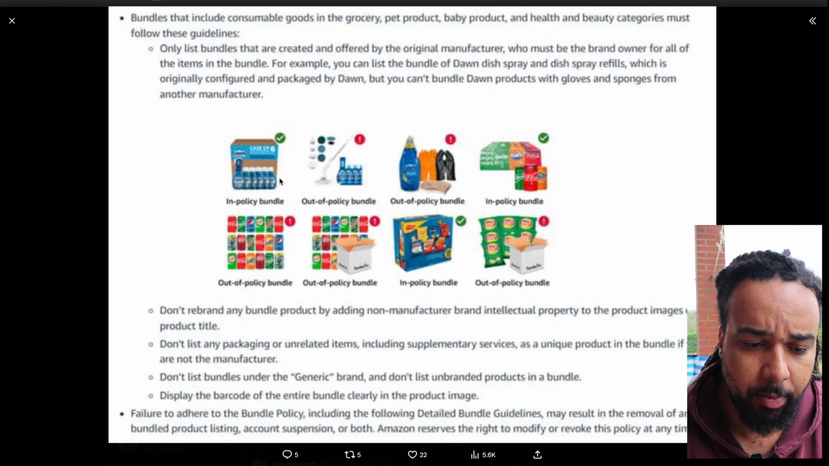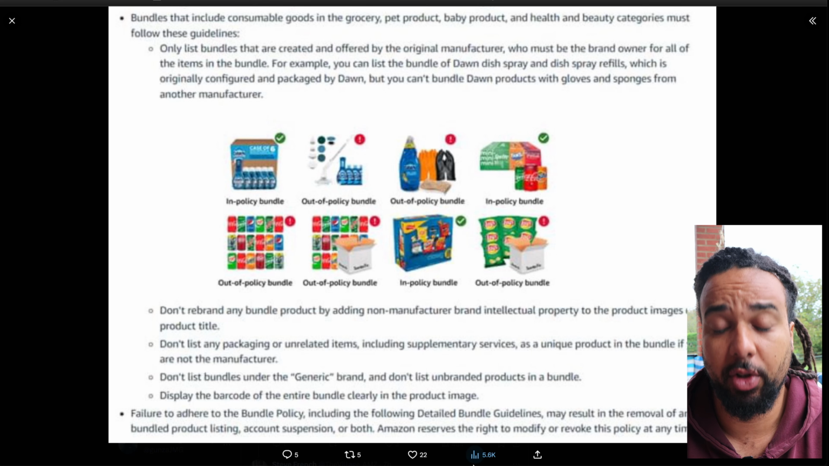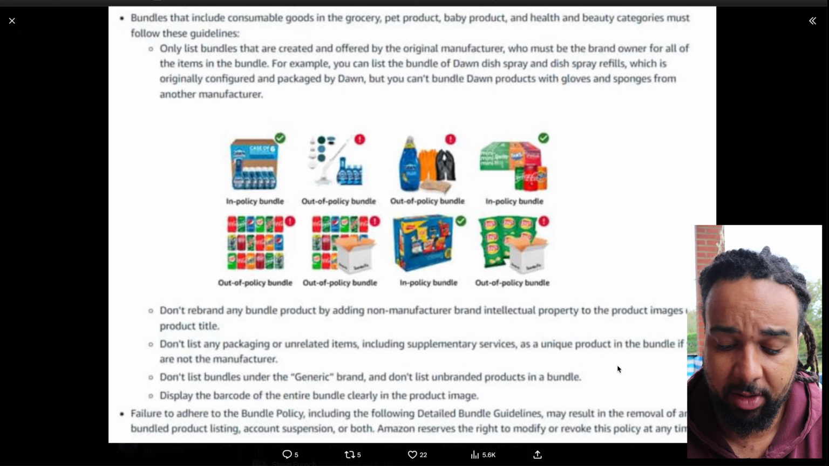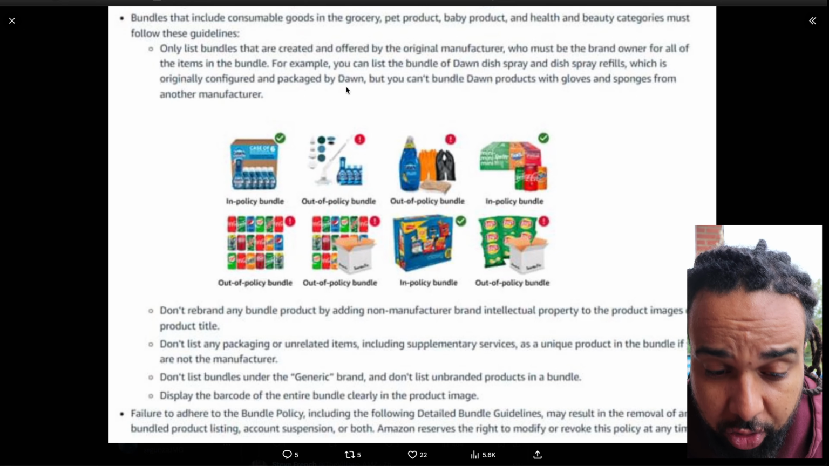So what is going to work is if you have a bundle that, first of all, needs to be listed under the right brand. The example that they used was Dawn product, I believe. Yeah, Dawn, the dishwashing soap. So if you sell a bundle with Dawn products, it needs to be all Dawn products, nothing else. If not, you can get your account suspended.